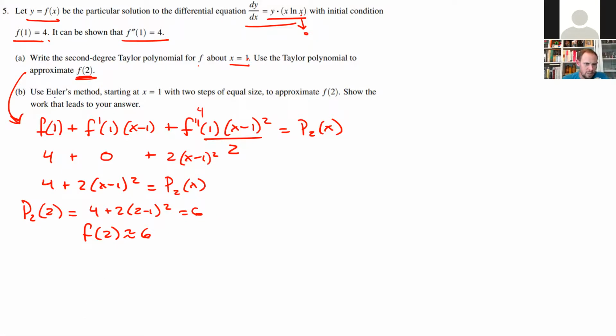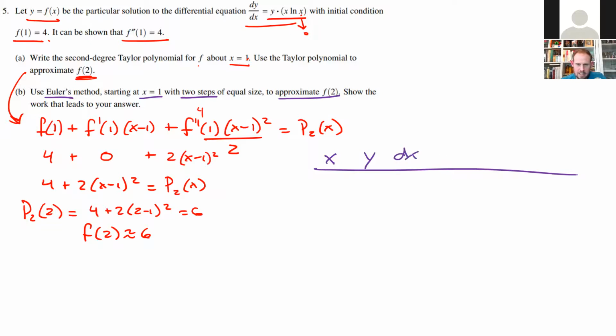Use Euler's method. I was thinking Maclaurin polynomials. Euler's method starting at x equals 1 with 2 steps of equal size to approximate f of 2. Show the work that leads to your answer. All right, well, whenever they ask me to do that, I start making a chart.